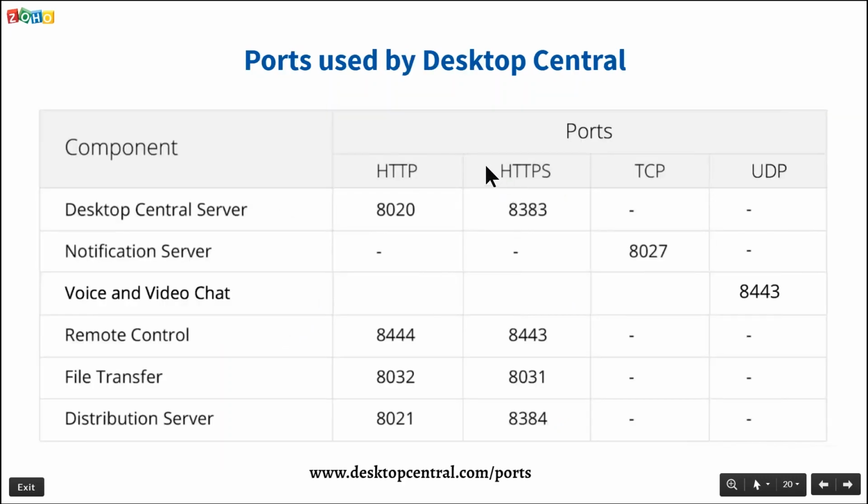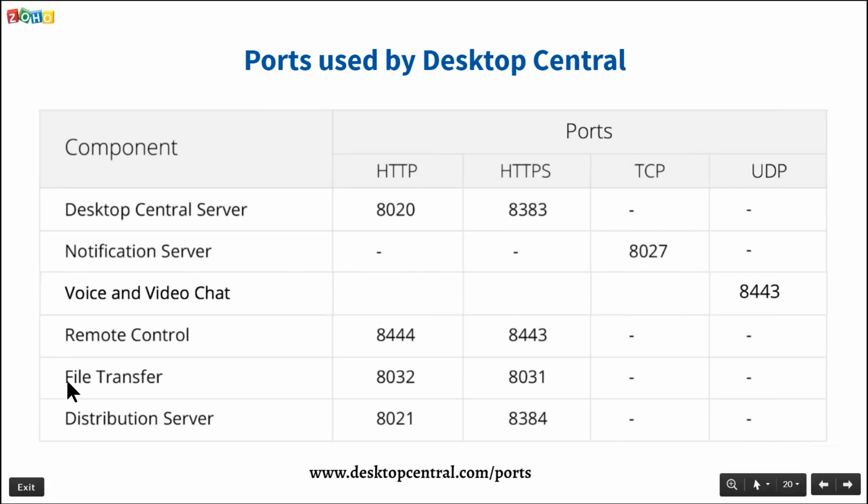Here is a list of ports that are required for agent communication. I would say there are two mandatory ports, Desktop Central Server and Notification Server. The communication can be switched from HTTP to HTTPS from server settings. So we need to have these ports open. I would say these are the two mandatory ports.